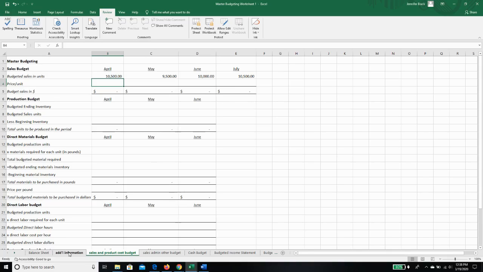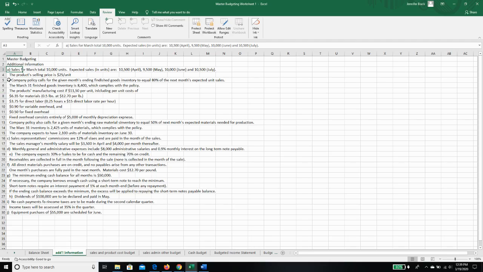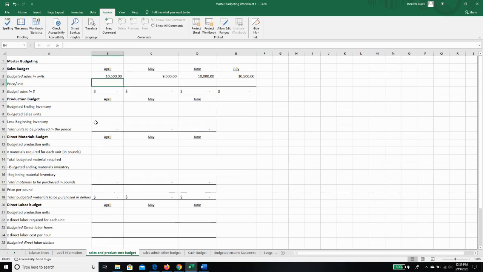What are our sales dollars? Well, let's go look. And it says here in the second line of A that our product selling price is $25 a unit. So I'll just go ahead and put 25 here. And that tells me that my budgeted sales in dollars for April is 262,500, May is 237,500, and June is 250,000. All right, now we have our sales budget.